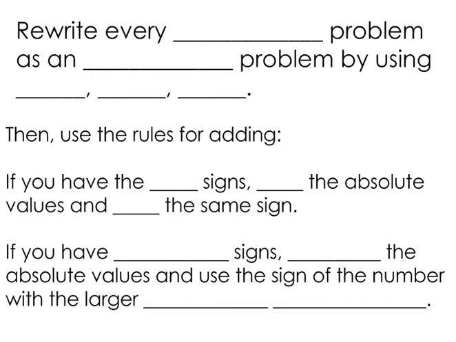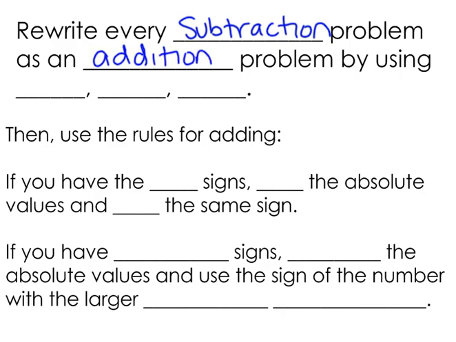To begin, let's review our rules for all of our subtraction problems. These are going to be the same as they were for when we subtracted integers. So first, if we have a subtraction problem, we're going to rewrite every subtraction problem as an addition problem. And we're going to do that using keep, add, opposite. Once we've rewritten it as an addition problem, then we can use our adding rules.